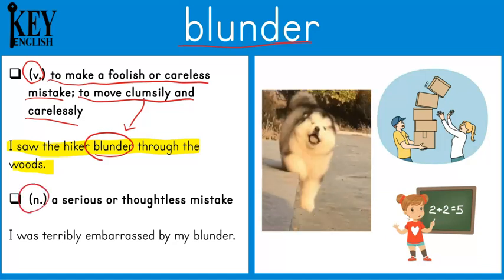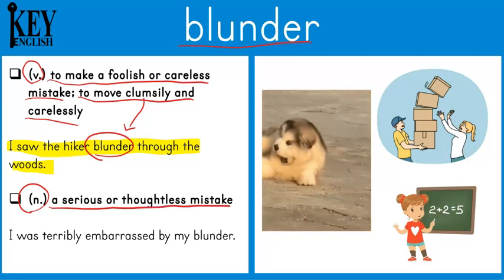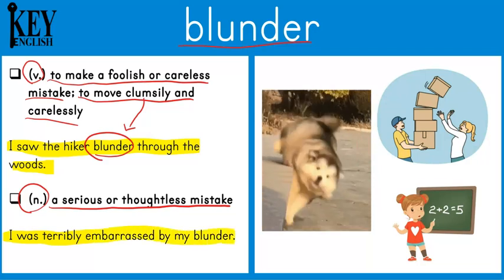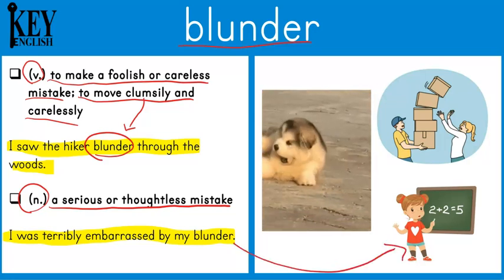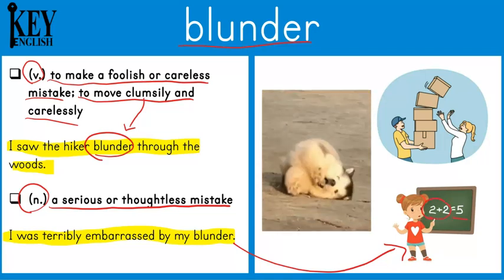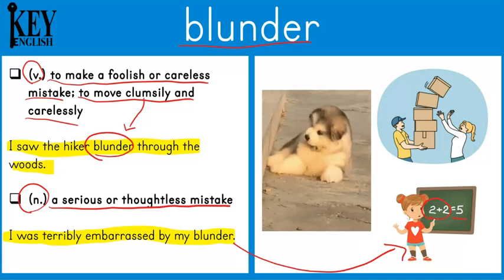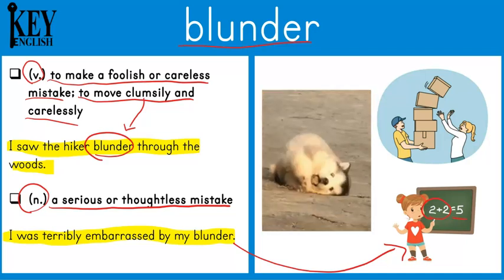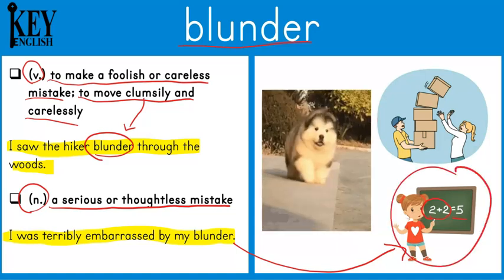And blunder can also be used as a noun. It is a serious or thoughtless mistake. The example sentence says, I was terribly embarrassed by my blunder. So here as a noun, imagine a situation where you have a very simple math problem, but you get the answer incorrect. So we can call this situation that happened a blunder. So in this picture here, I could say, choosing the wrong answer was a big blunder. It was a big mistake.